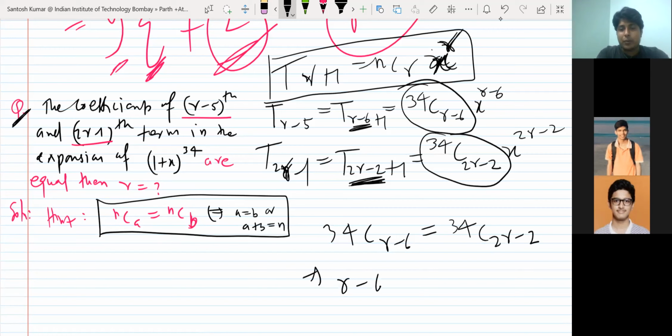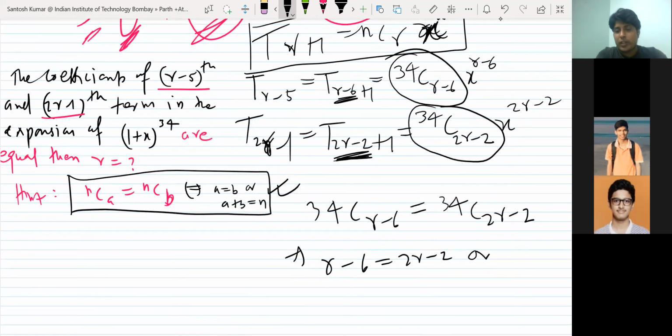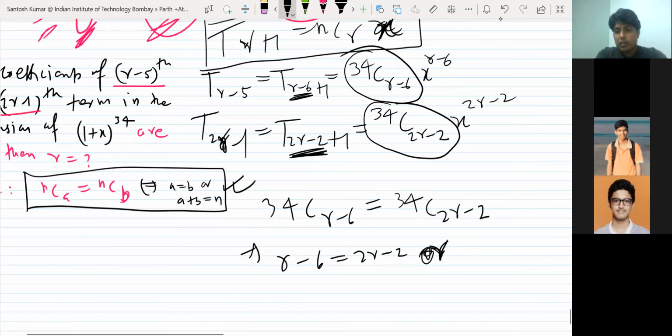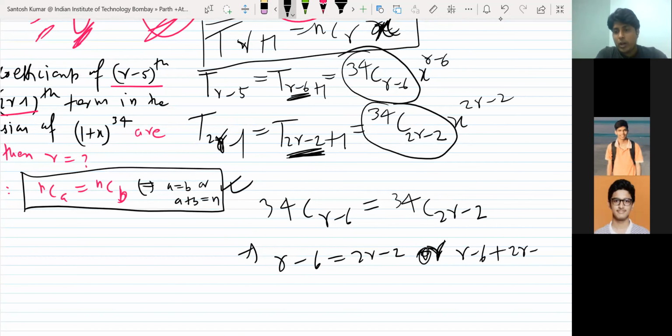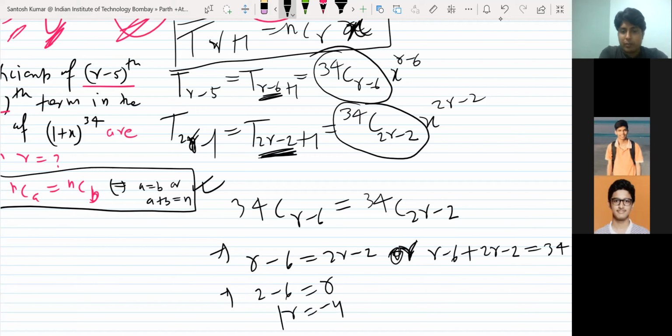So nCa is equal to nCb if and only if either r minus 6 is equal to 2r minus 2, or r minus 6 plus 2r minus 2 is equal to 34. So check what happens. 2r minus r, so minus 6 plus 2 is r, so r is minus 4. But can r be minus 4?